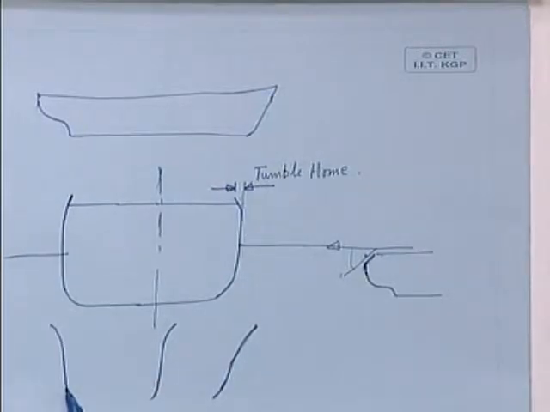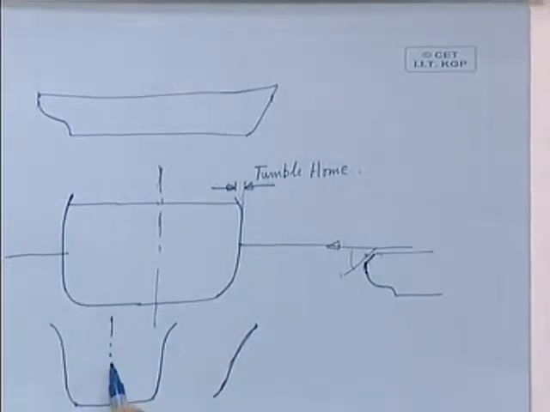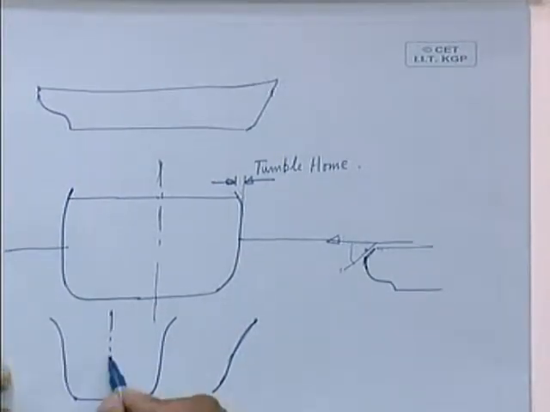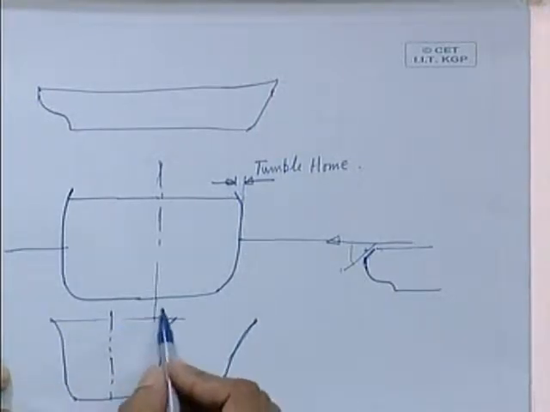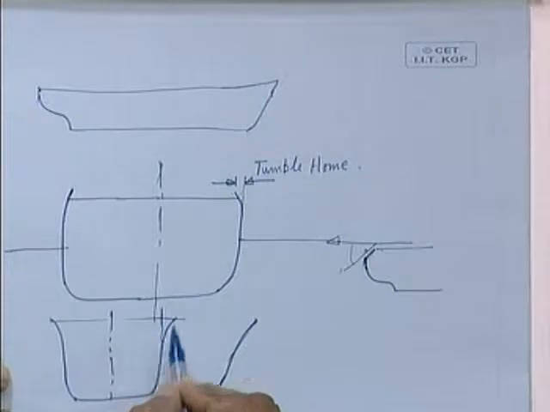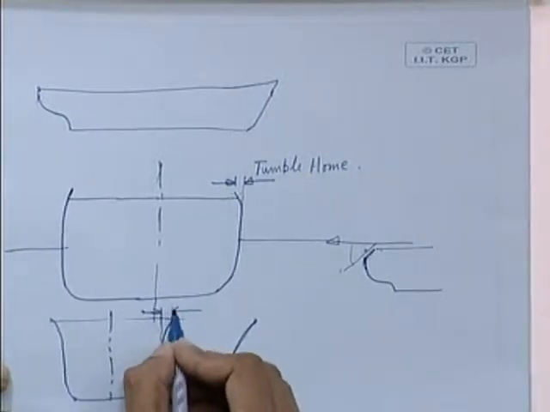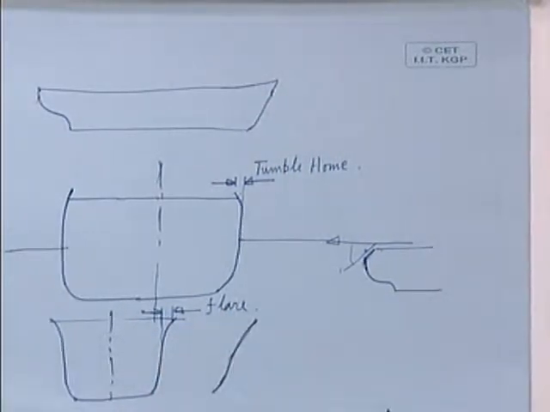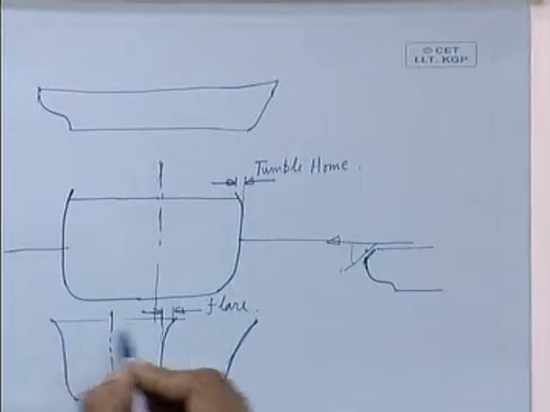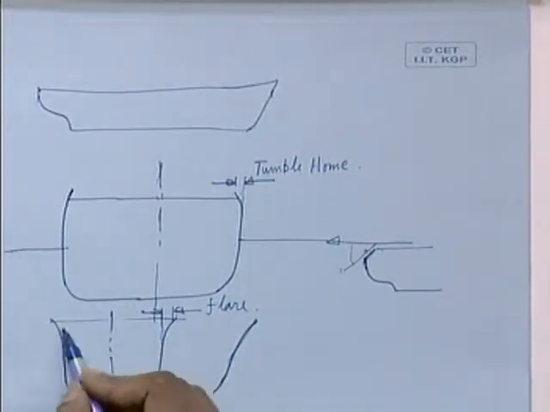Now, normally you will find this kind of shape in aircraft carriers. So that means in aircraft carriers, you are actually increasing the deck area, isn't it, by giving a flare. So this is called deck flare. So purposely I am increasing the breadth of the ship by giving it a flare.